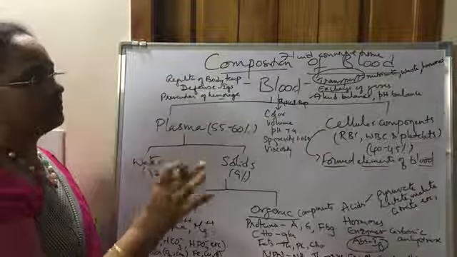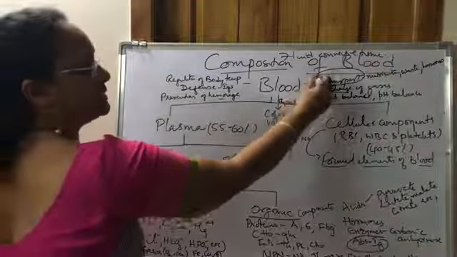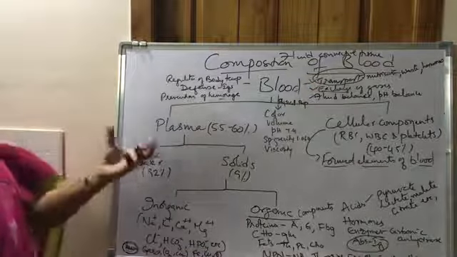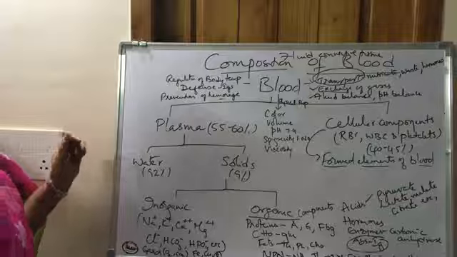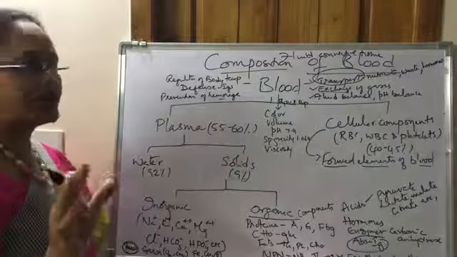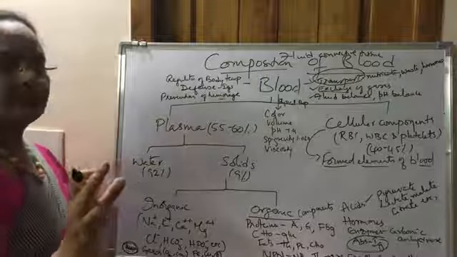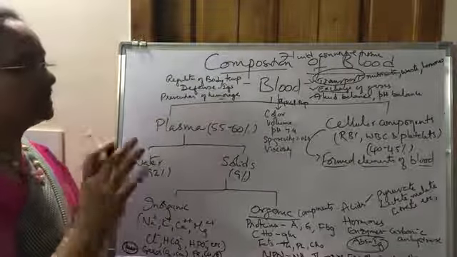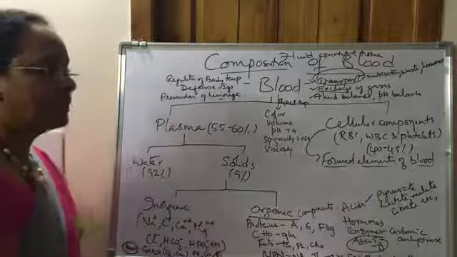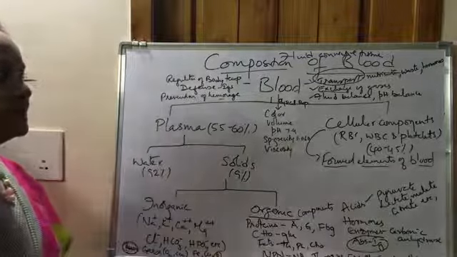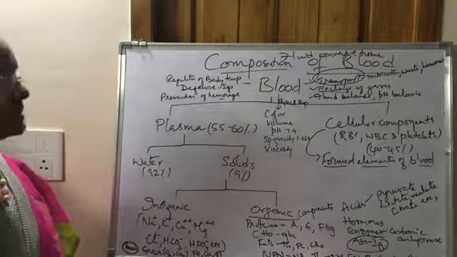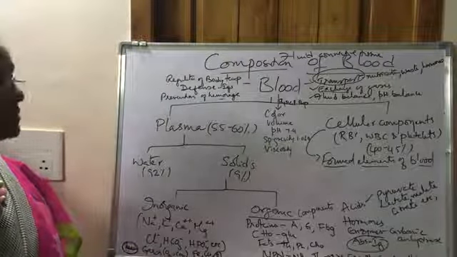These are all functions of blood, of which transport and exchange are very important. Now coming to the actual composition of blood. Blood contains 55 to 60% watery content, which is called the plasma, the straw colored fluid, and the cellular components, which are also called the formed elements of blood, which contain RBC, WBC and platelets. They comprise only 40 to 45%. They are the solid cellular components.